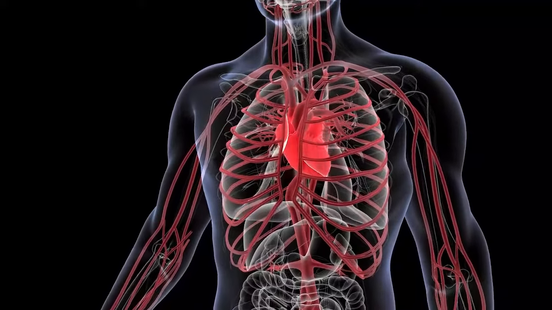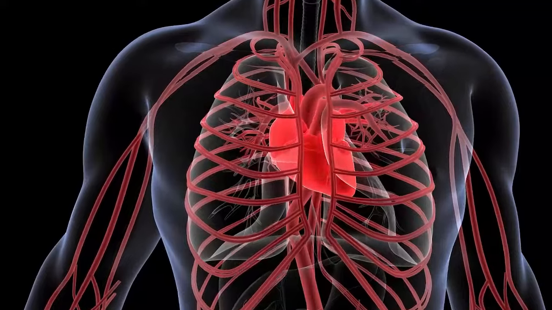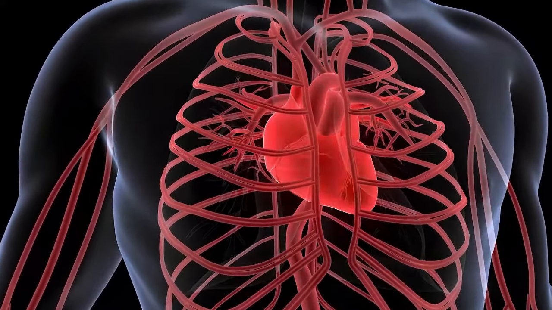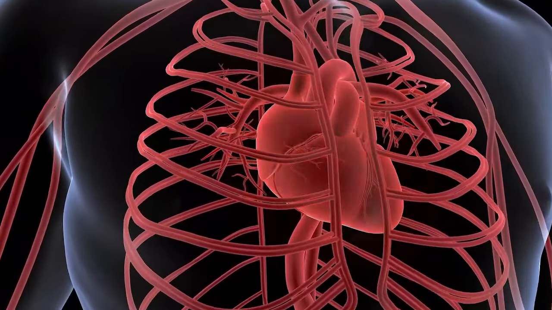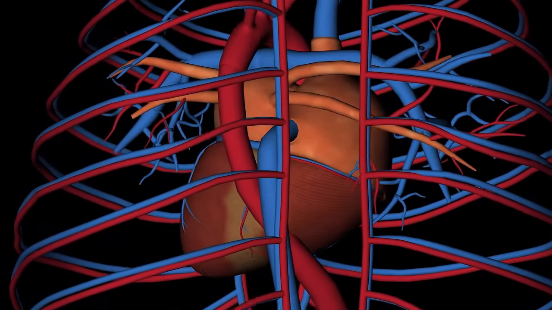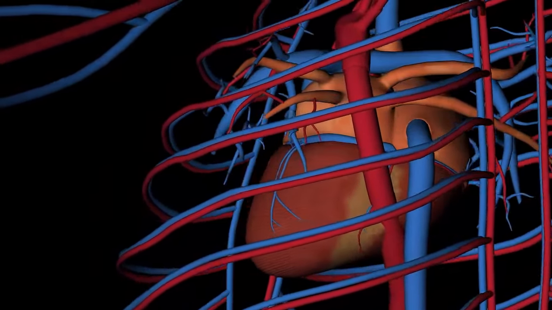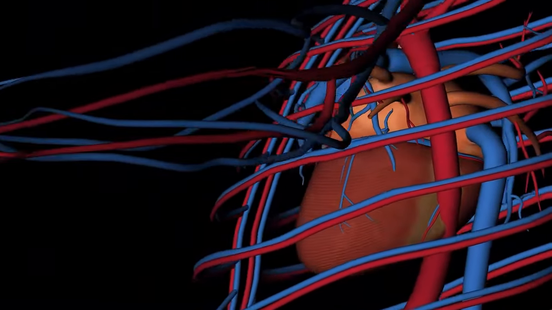The right atrium is the upper chamber on the right side of the heart. It receives oxygen-depleted blood from the body and pumps it into the right ventricle through the tricuspid valve. The right ventricle is the lower chamber on the right side of the heart. It pumps the oxygen-depleted blood to the lungs through the pulmonary artery to be oxygenated.